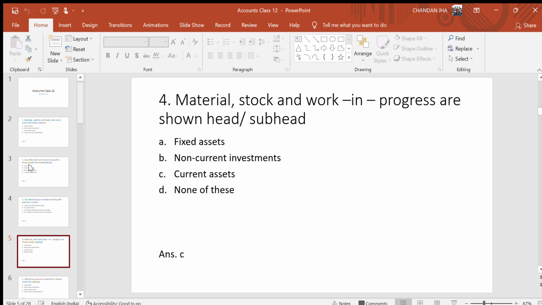Question 4. Material, stock and work in progress are shown under head subhead. Option A fixed asset. Option B non-current investments. Option C current assets. Option D none of these. Option C is the correct answer, current assets.